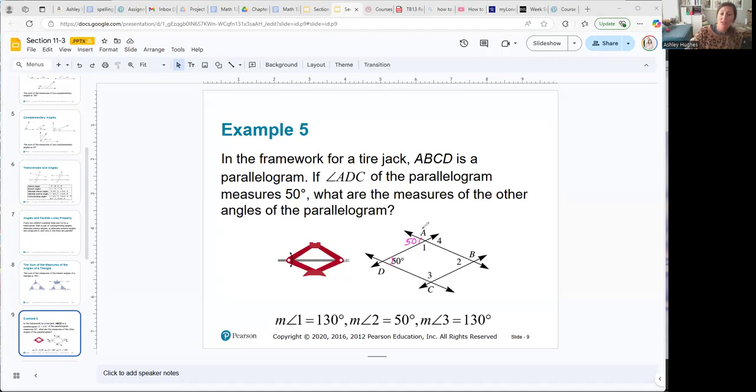So then these two are on a line together, which means this is 180 minus 50, which would be 130. And then this one is 50 and this one is 130. I know that alternate interior angles are equal, so that's 50, which means this is 50, which means this is 130, and then this is 130, and then this is 130.